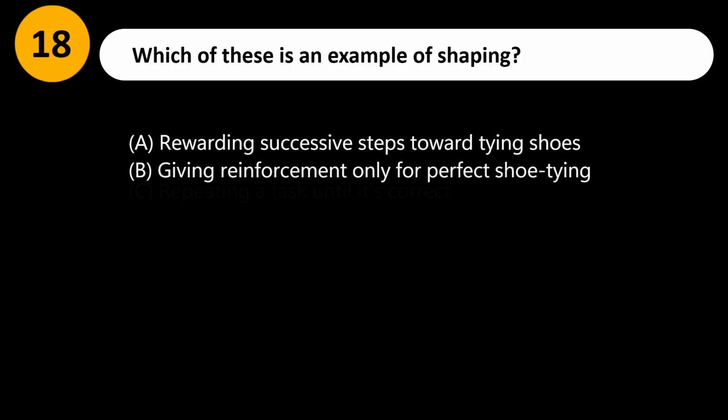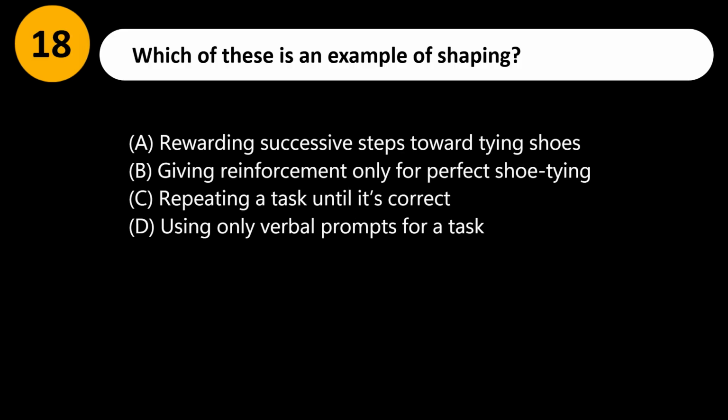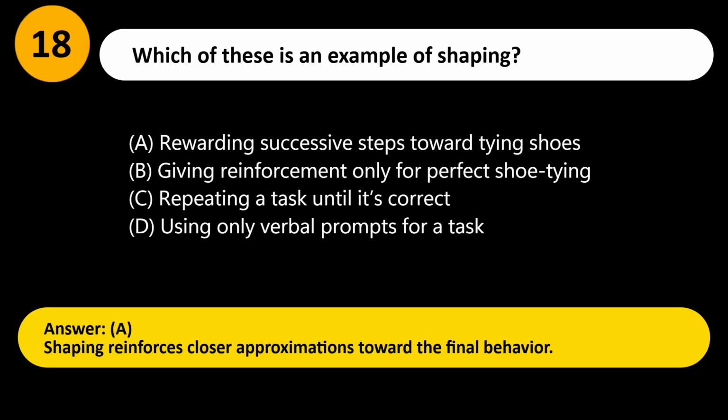Which of these is an example of shaping? A. Rewarding successive steps toward tying shoes. B. Giving reinforcement only for perfect shoe tying. C. Repeating a task until it's correct. D. Using only verbal prompts for a task. Answer, A. Shaping reinforces closer approximations toward the final behavior.